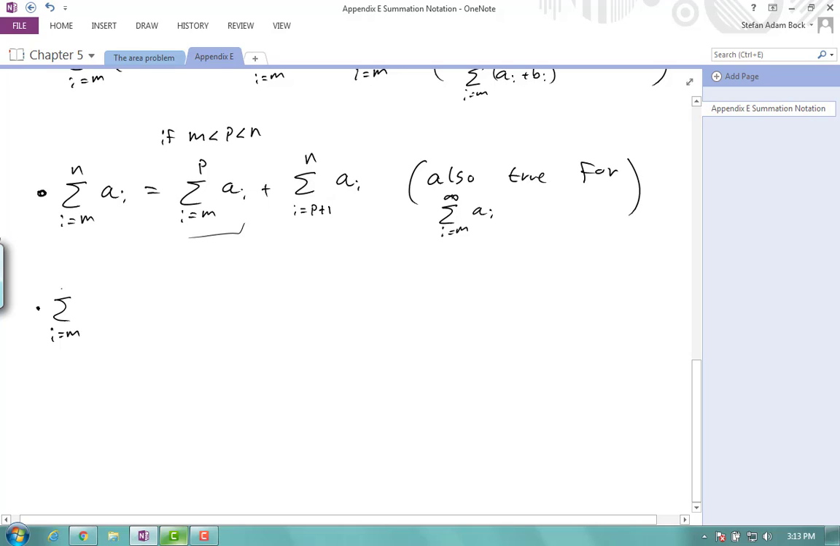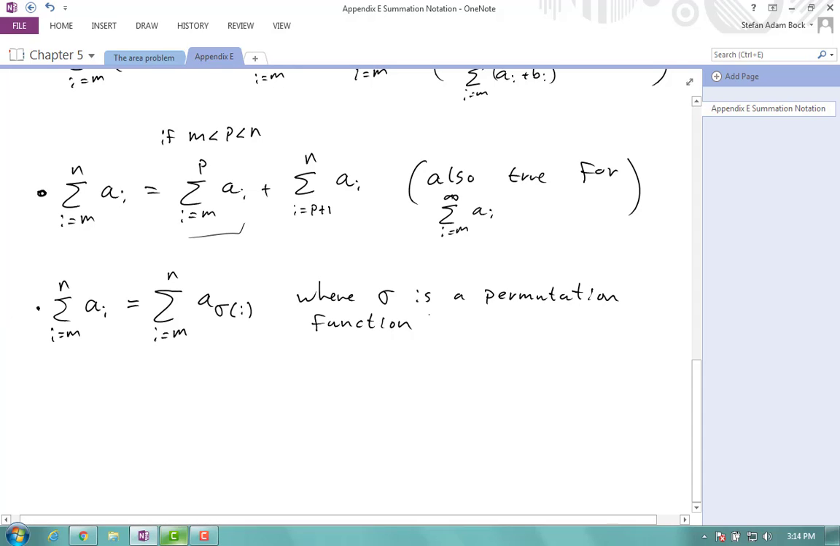Let's see, if I have a finite sum, then this is equal to the sum i equals m to n of a sub sigma of i, where sigma is a permutation function. And what that means is sigma is a function which just scrambles up the order of my index, i. My original sum might look like i from 1 to 5 of a sub i.